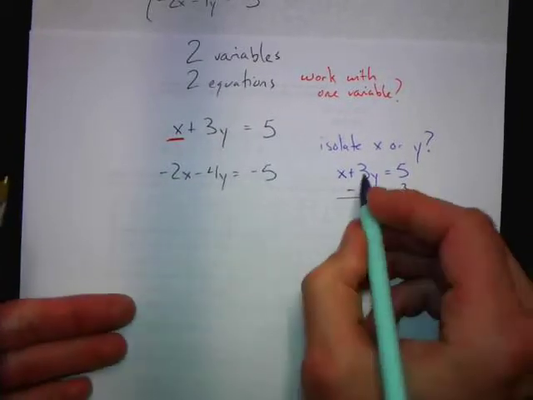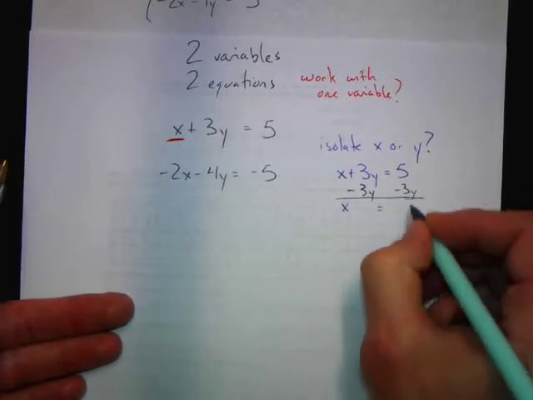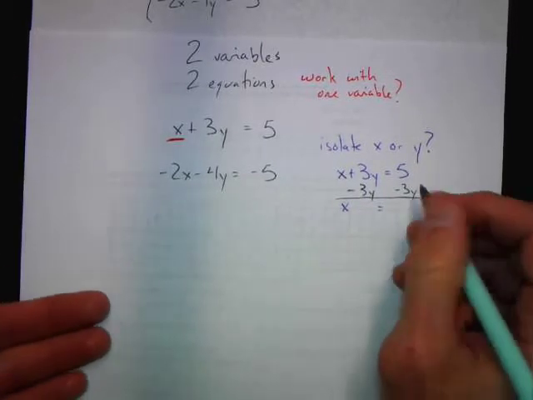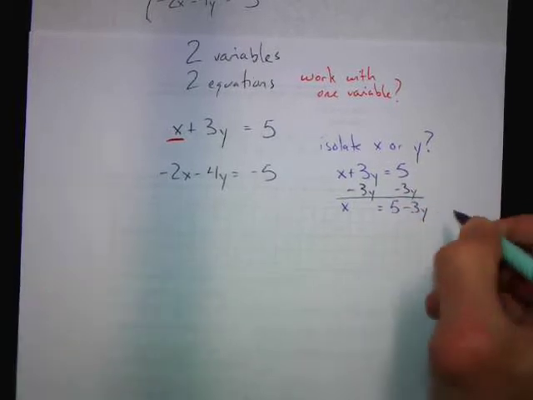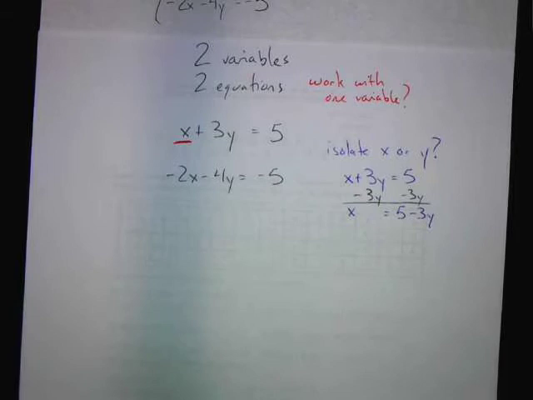Right? So we have x by itself equals 5 minus 3y. Don't call that 2y, if you do, smack yourself. 5 minus 3y. Guess what? We have x by itself. That's what we did. We isolated x or y.